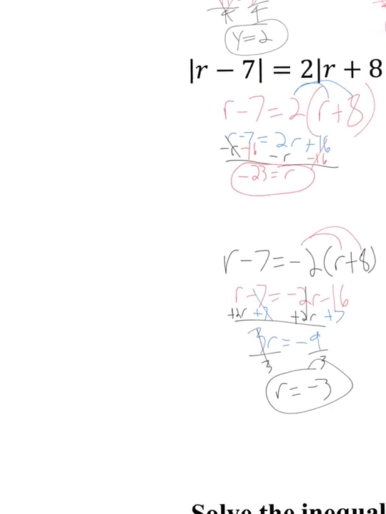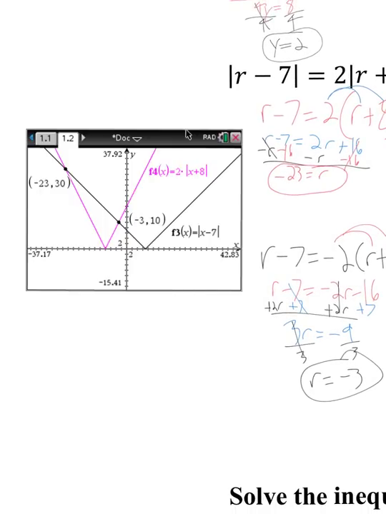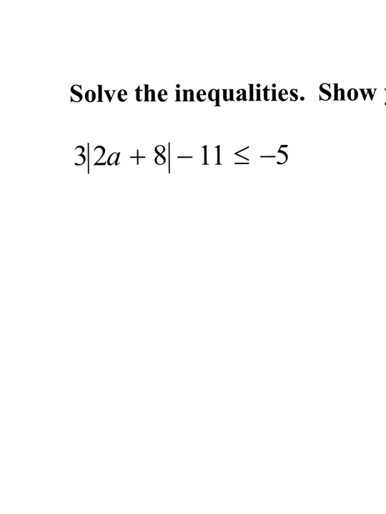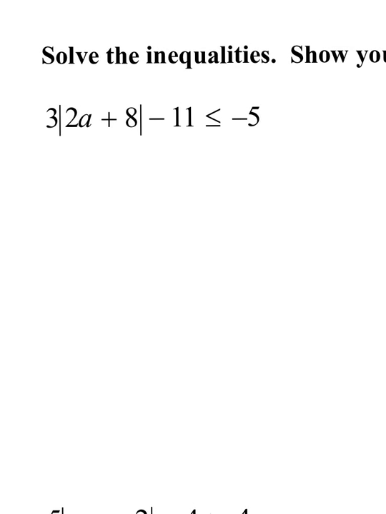So let's look at the graph. You can see that they intersect at negative 23 and negative 3. Again, I plugged in x minus 7 instead of r minus 7 into one line. And then I did 2 times absolute value of x plus 8 into another line. And I menu analyze intersection, and I got negative 23 and negative 3. So no extraneous solutions, and I did it correctly. Yay, go me. Now let's solve these inequalities.